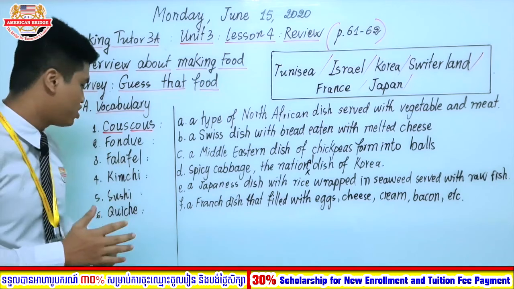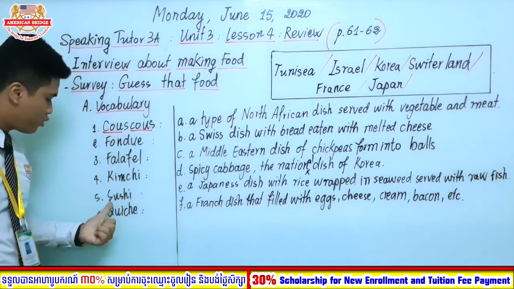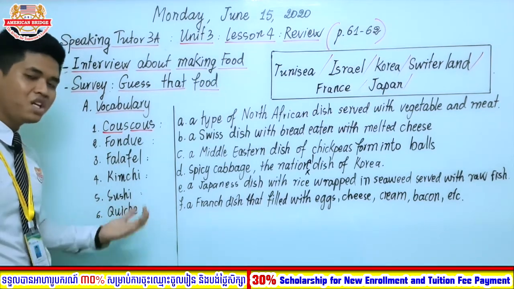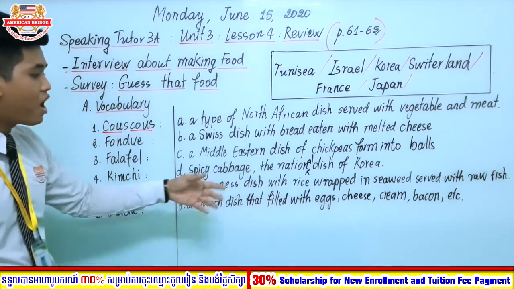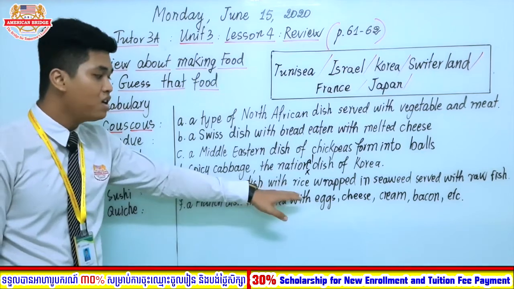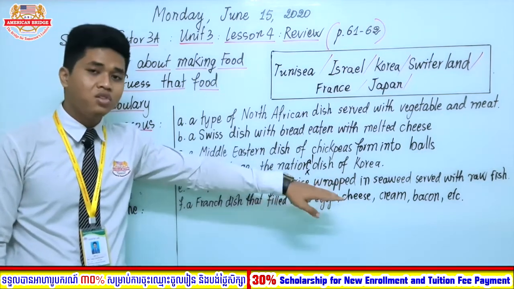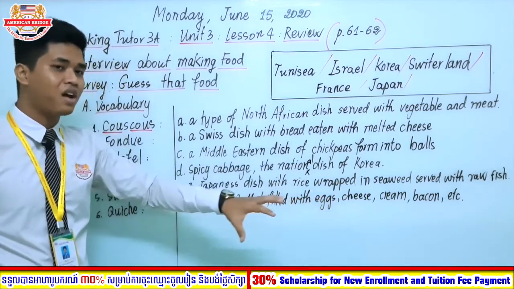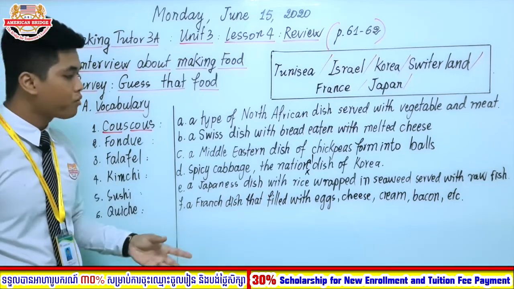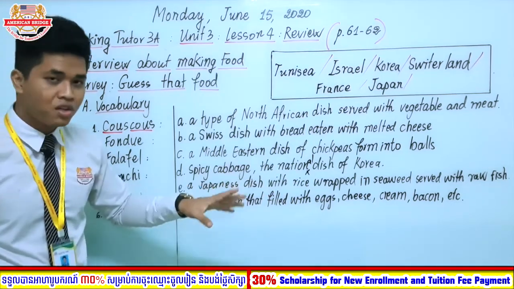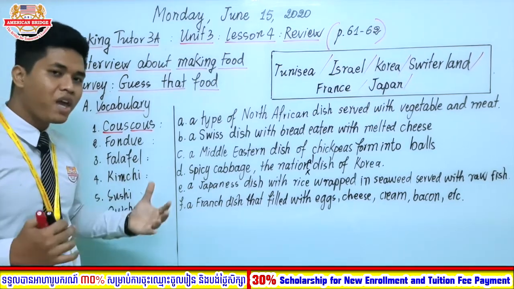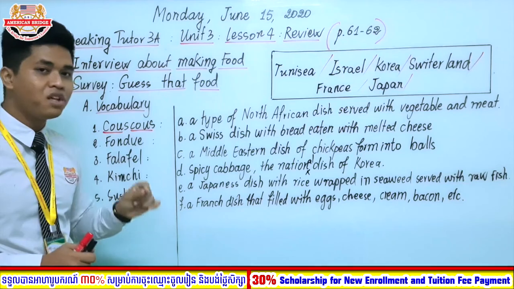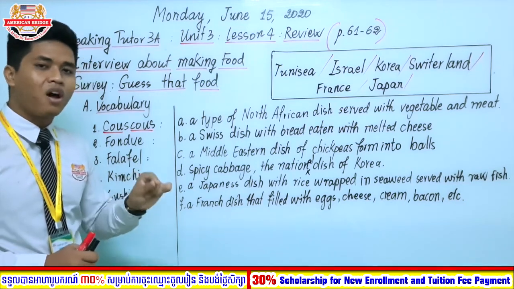Everyone knows the dish. Last but not least, we have the word sushi. Sushi refers to a Japanese dish with rice wrapped in seaweed. Okay, do you know seaweed? You can find it under the sea. It is served with raw fish. The special thing about sushi is that people in Japan like raw fish, which means fish that is not cooked.